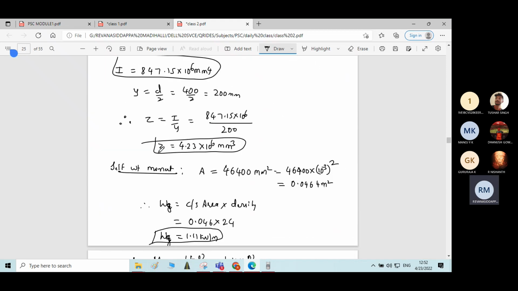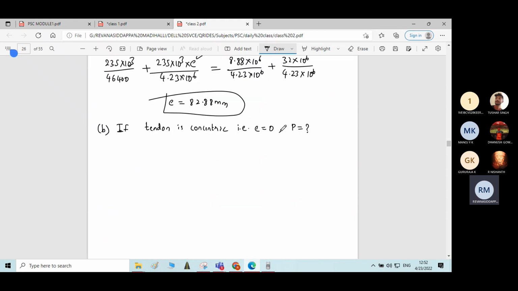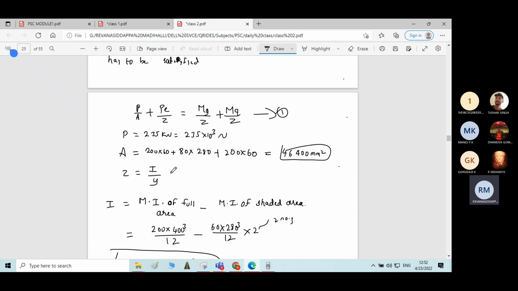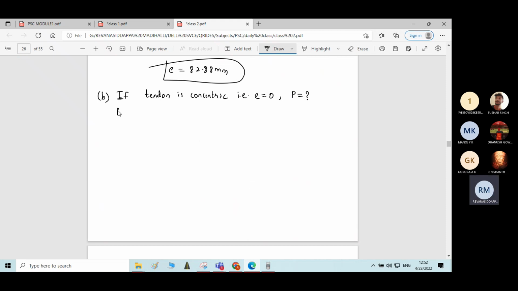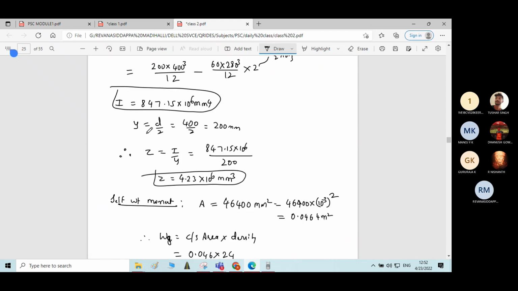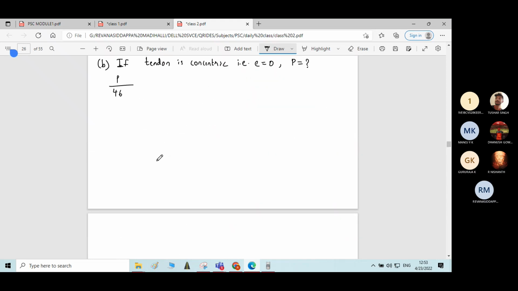I will utilize the same equation. I will substitute eccentricity 0 because that condition is given in the second question. I will keep P as the unknown in this equation 1. So it will be P by 46,400 plus PE by Z, with eccentricity given as 0, so 0 into 0 by 4.23 into 10 power 6. So this whole term becomes 0.